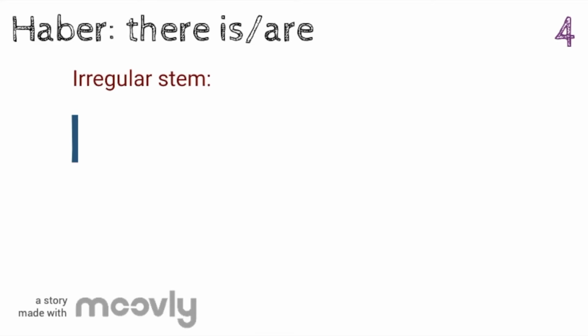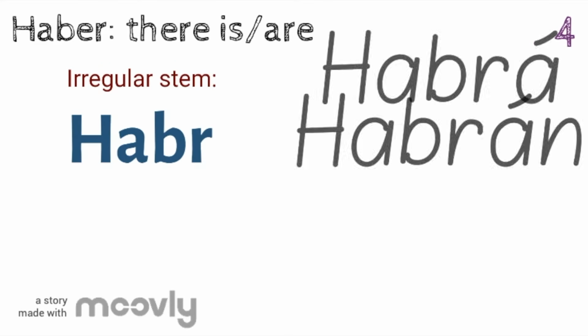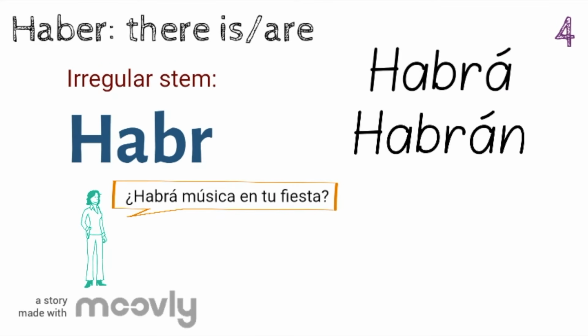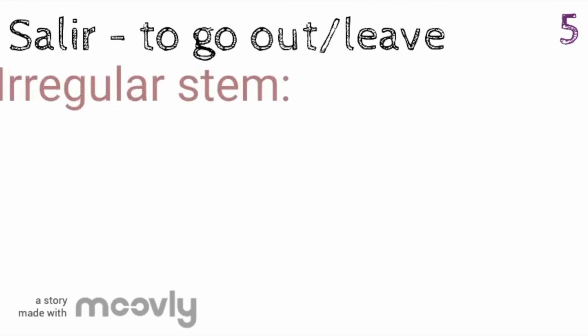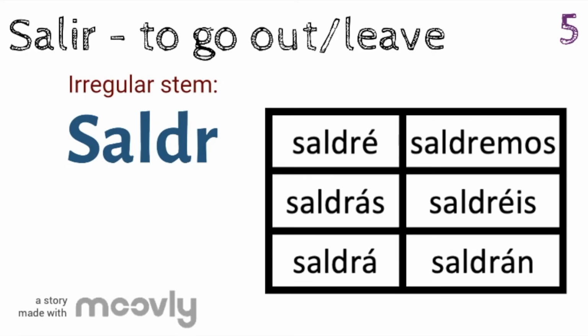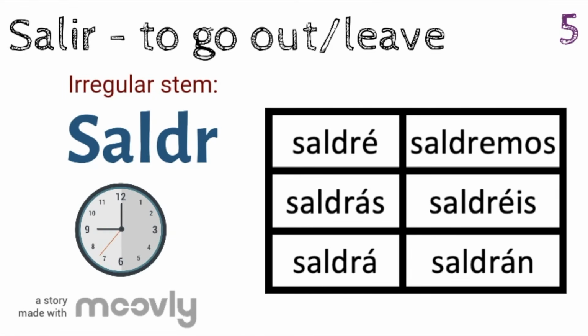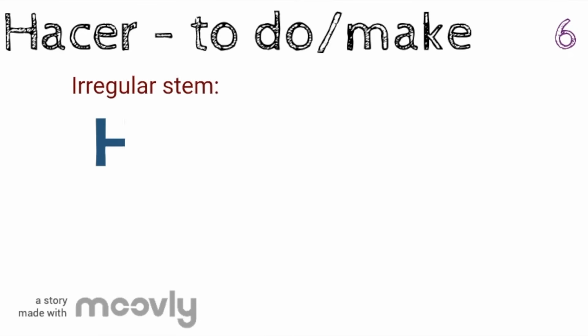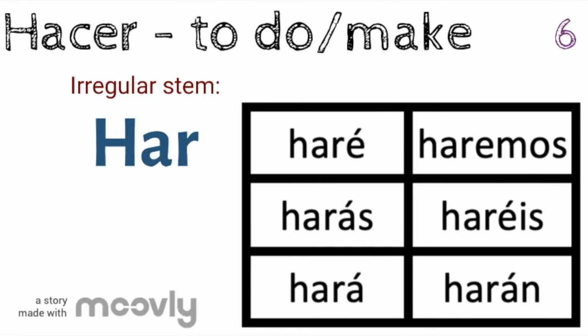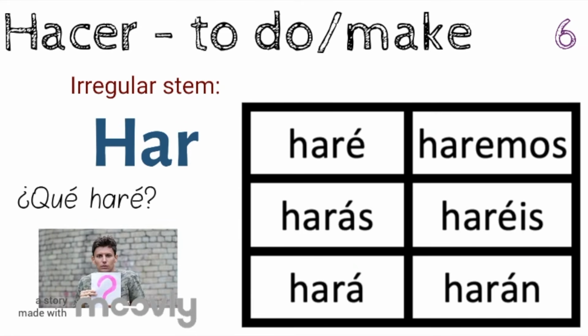Haber becomes habr. This doesn't get a chart since we only use the 3rd person. Will there be music at your party? ¿Habrá música en tu fiesta? Claro que sí, of course. Salir becomes saldr with a D. Saldremos a las 12. We will leave at 12. Hacer becomes har. ¿Qué haré? What will I do?